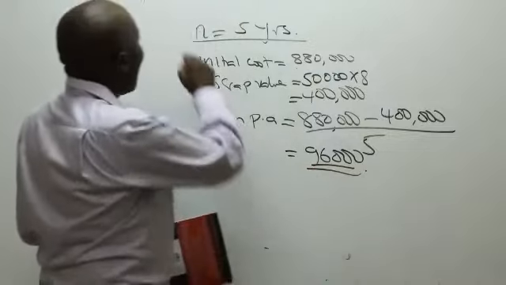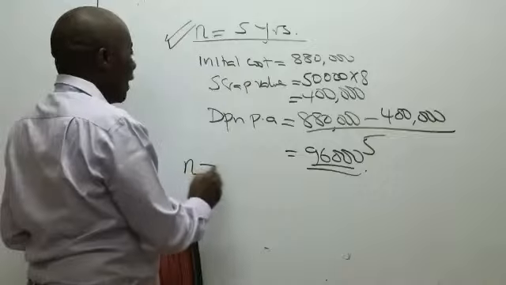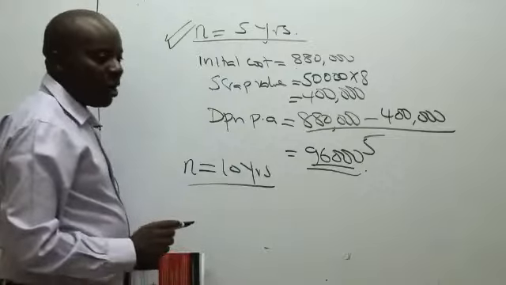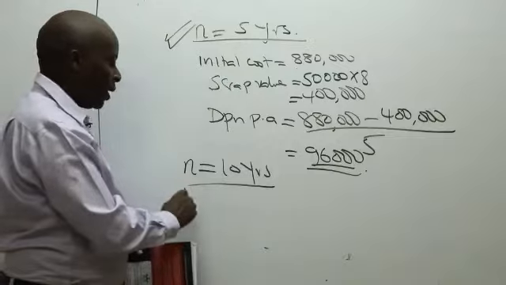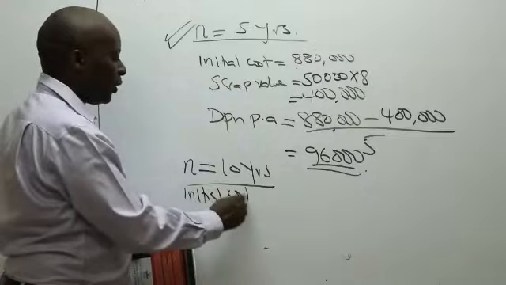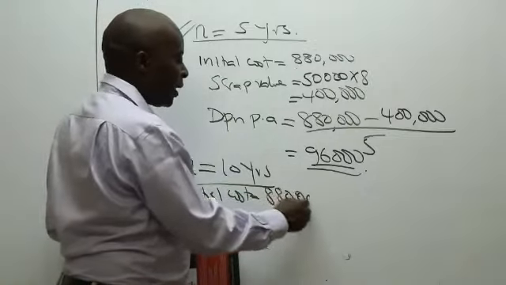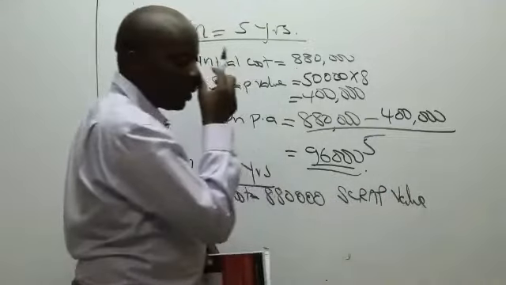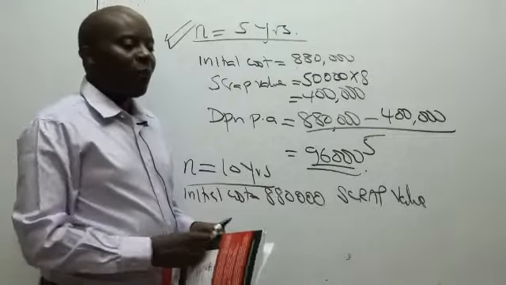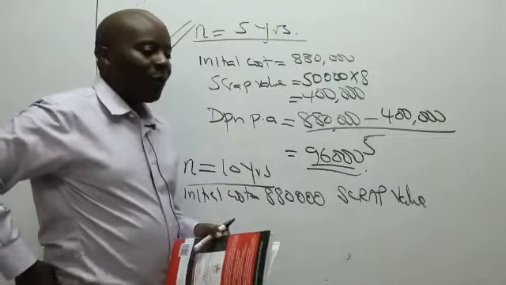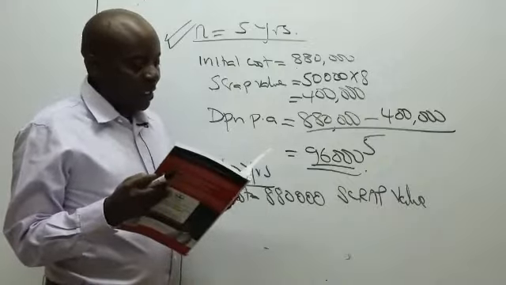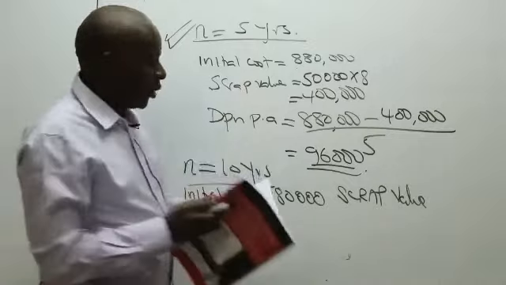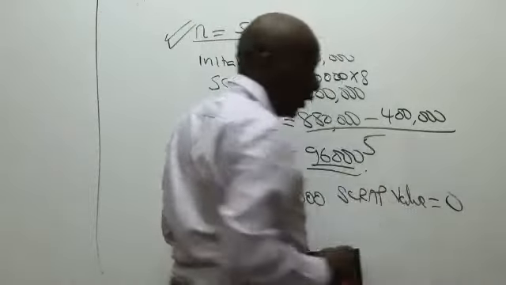Now, how about this other scenario when N is 10 years? Are you able to see the matrix now? When N is 10 years, I know that the initial cost of these computers will still be 880,000. How about the scrap value? We have been told in paragraph number 3 that the computers are expected to last for 10 years, after which they'll be obsolete with 0 resale value. So resale value or scrap value is 0.